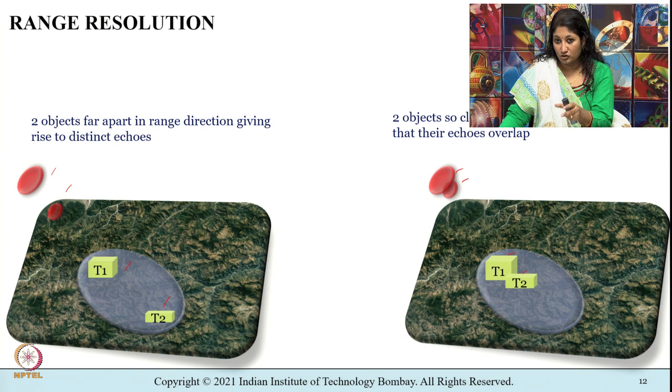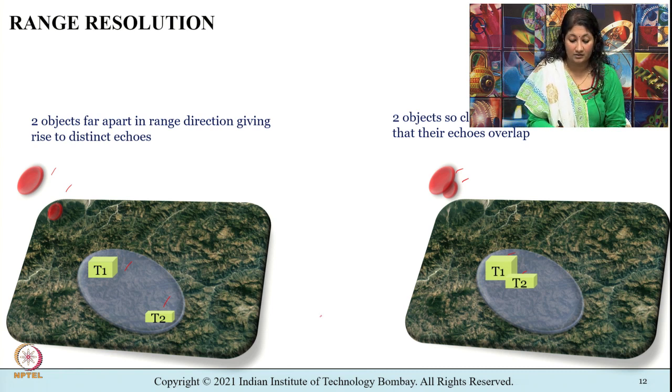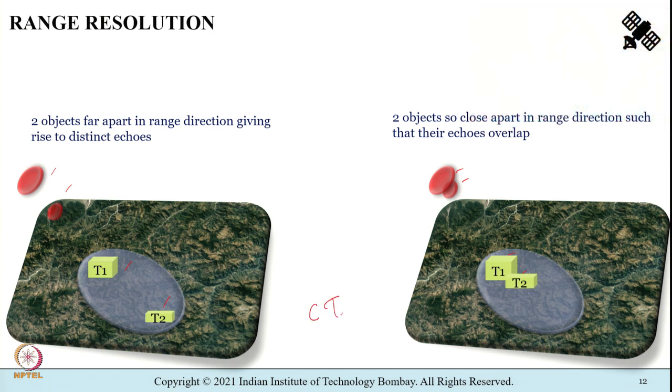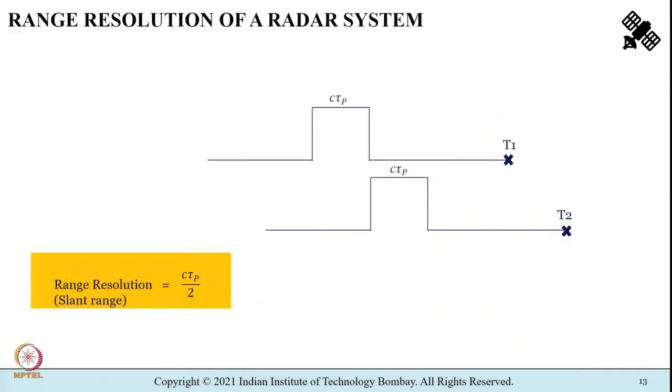So, range resolution, or the ability to distinguish in time the return echoes from the two targets, is dependent on the duration of microwave pulse transmitted by radar. Duration of microwave pulse transmitted by a radar, okay. Now, let us try to understand this a bit further, okay.